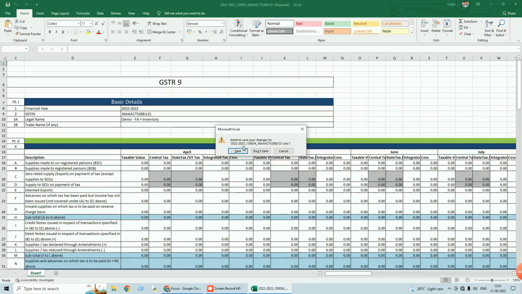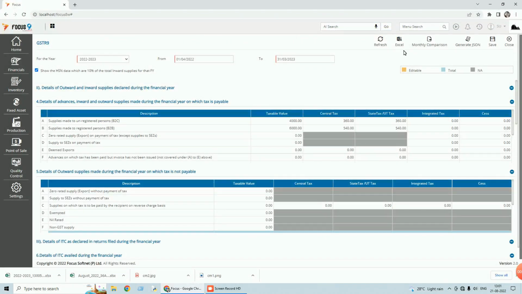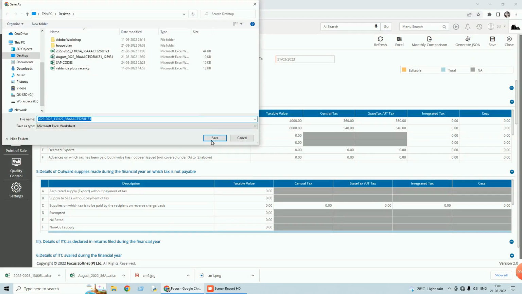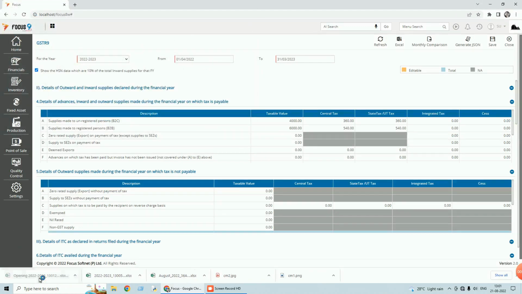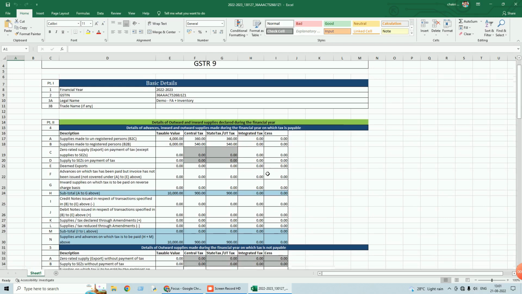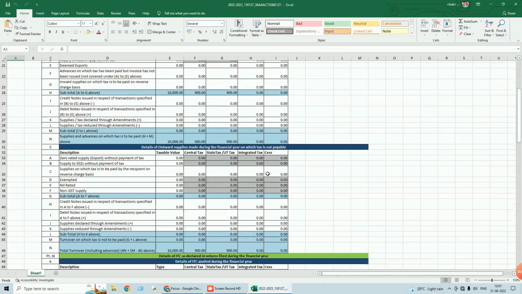Then you have Excel also. You can export the same report to Excel. This is the same report which we are seeing just now, GSTR 9 report. Like this.